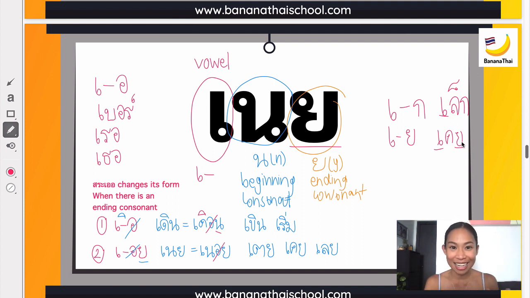เนย with สระเออ. If you have any questions, please let me know in the comments below. And this is your homework: please type down words with สระเออ and ยอยักษ์ similar to this.